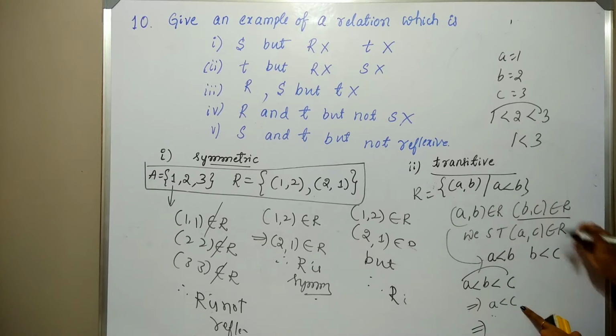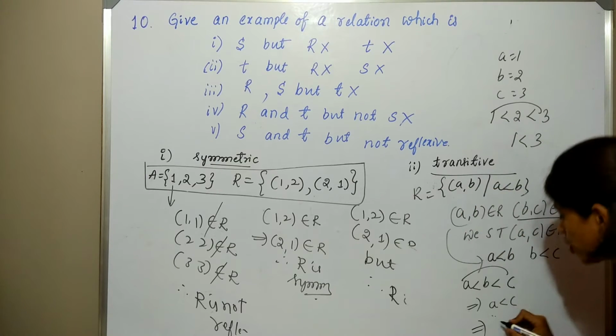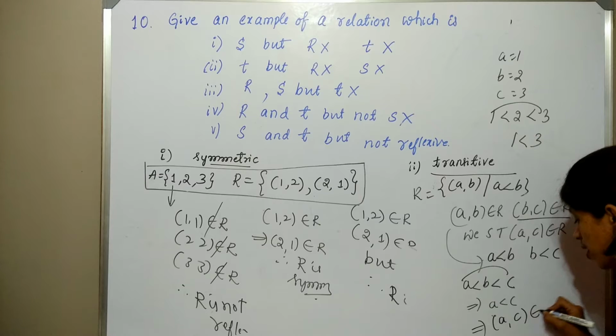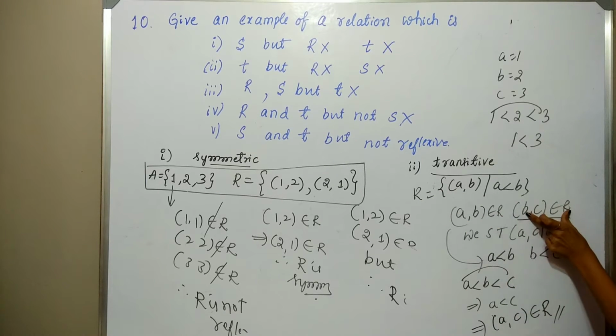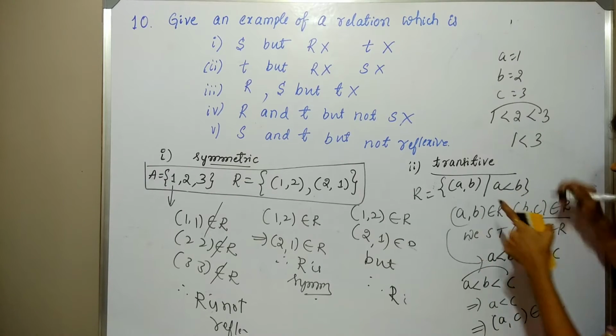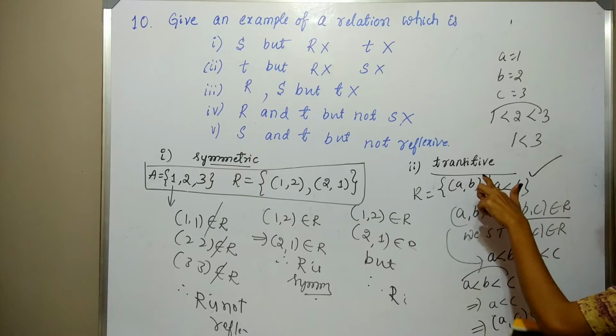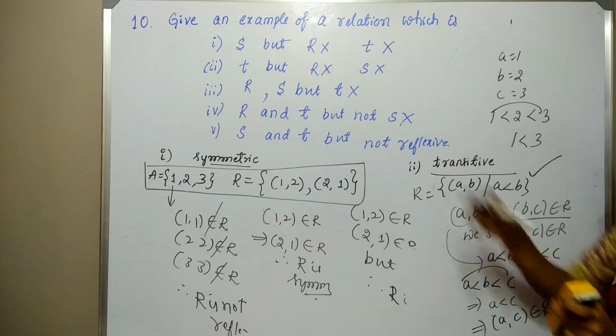If we have A less than C, what it means? The ordered pair (A, C) must be in the relation R. So (A, B) belongs to R, (B, C) belongs to R, we have (A, C) belongs to R. Therefore, this relation is an example for transitive, but not reflexive, but not symmetric.